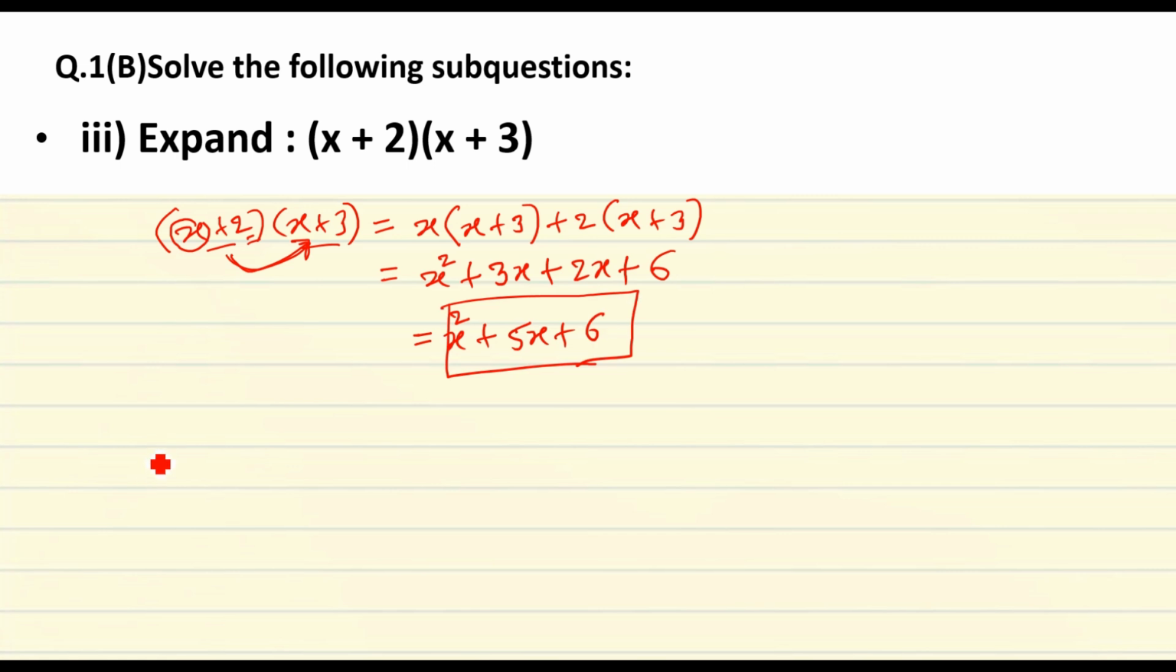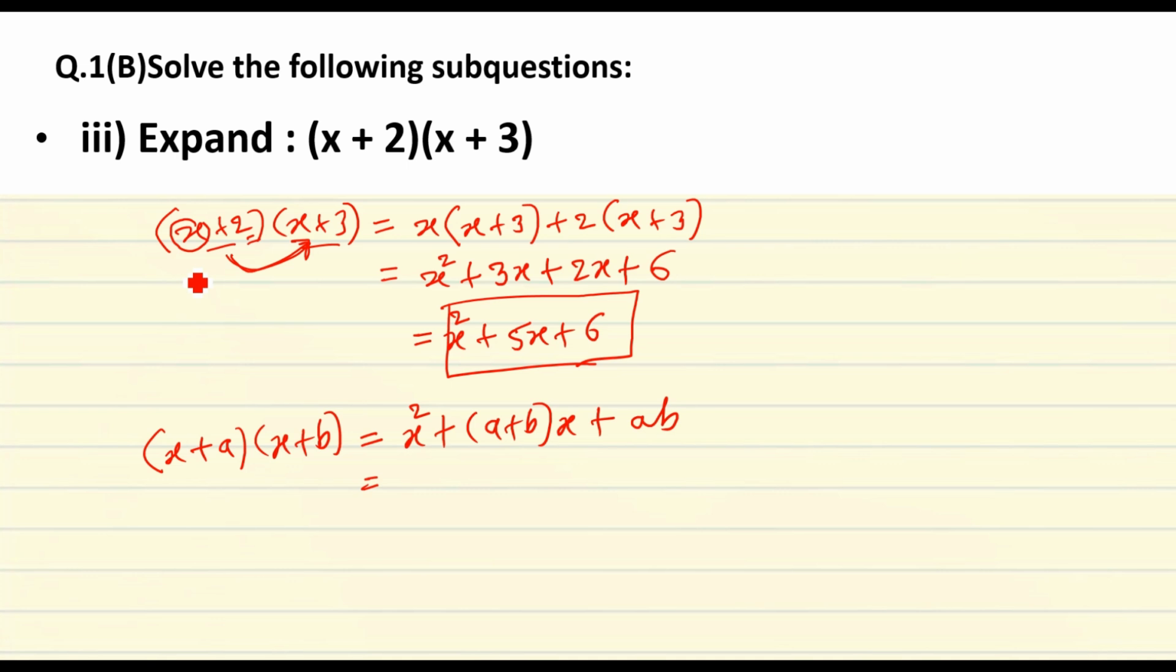use the formula. Which formula? (x plus a) in the first bracket, (x plus b) in the second bracket, then it is x square plus (a plus b) into x plus ab. I will get the answer of this question in one line.